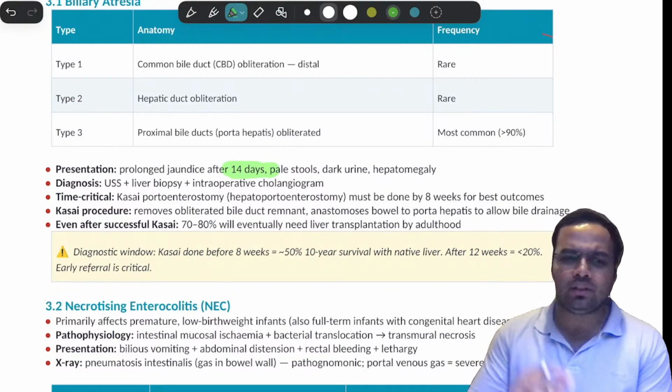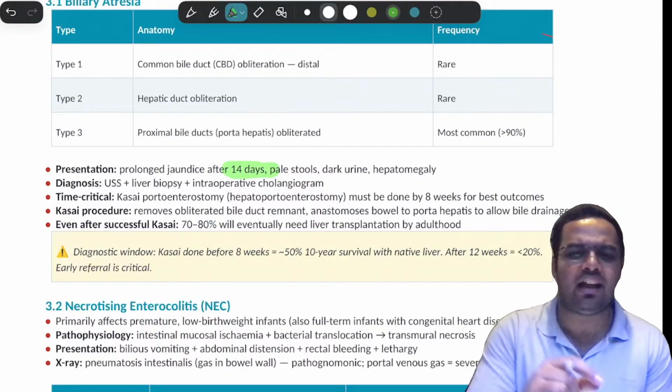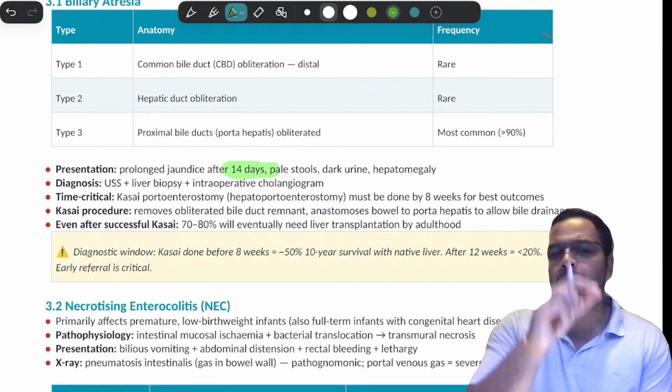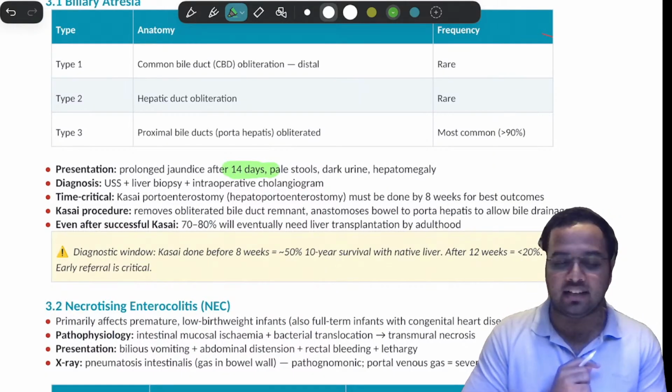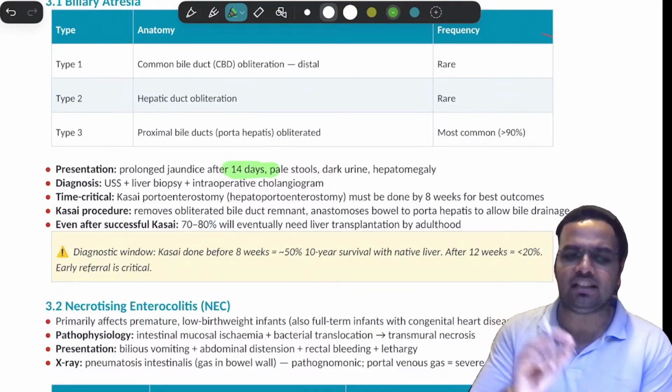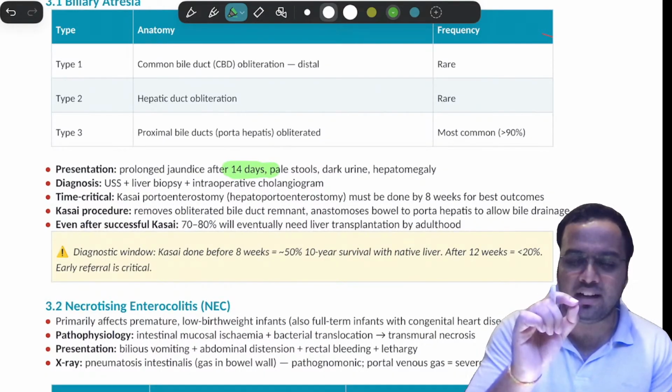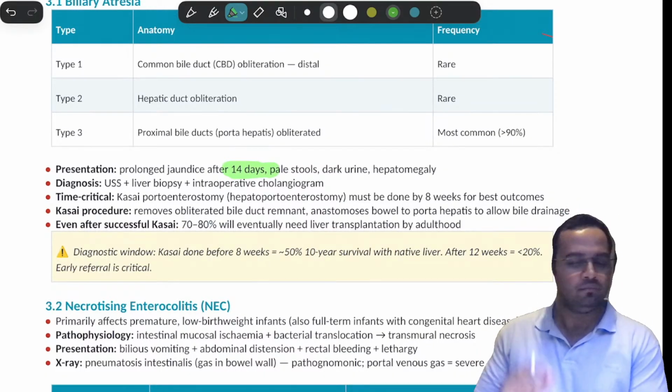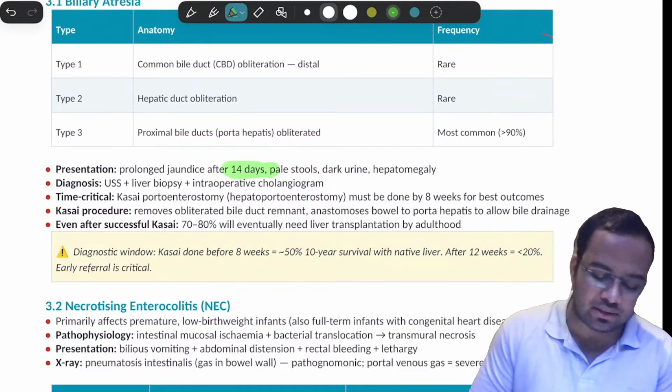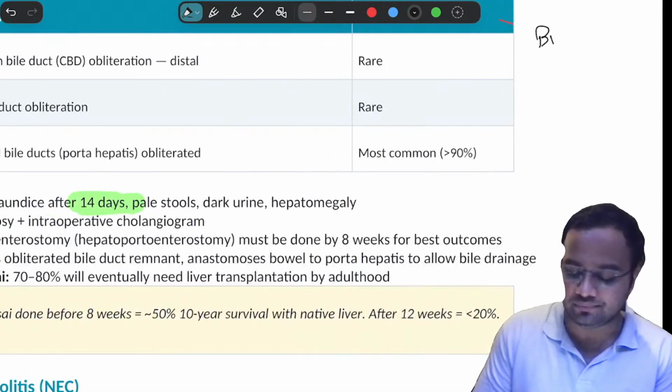If it does not go, or if the child is having grey colored stools, it means that the bile is not getting excreted in the intestines properly. And that is the reason the child might have something related to obstructive jaundice. So you do a USG and you find out something called biliary atresia.